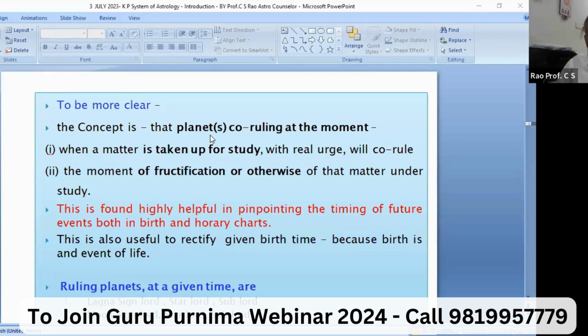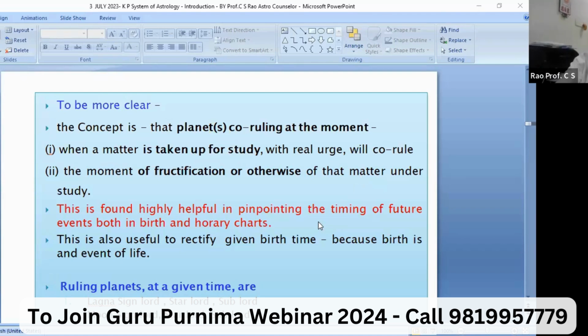I will repeat the co-ruling at the time. The concept is that planets co-ruling at the moment when the matter is taken up for study, matter meaning a birth chart taken up for study with real zeal, will co-rule the moment of fructification or otherwise of that matter at that time. That matter means a bhava chart and other things like that. Suppose now I said marriage is under study. This will be tallied. So this is found highly useful in pinpointing the timing of birth.